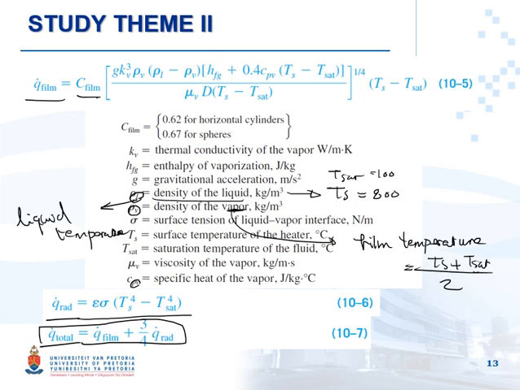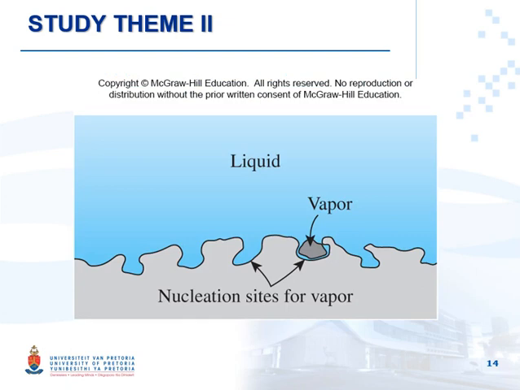So then it is proven that roughness of heating surfaces will serve as additional nucleation sites and will result in higher heat transfer rates. So in this case, actually, the roughness of the surface will help.